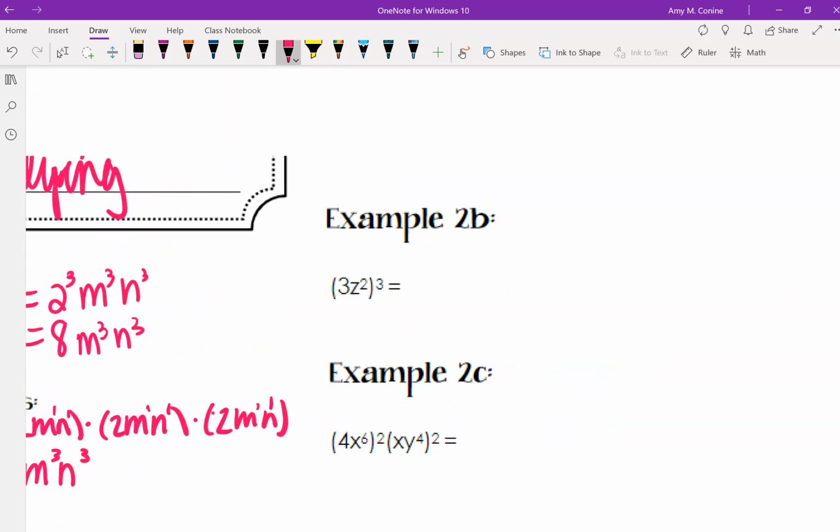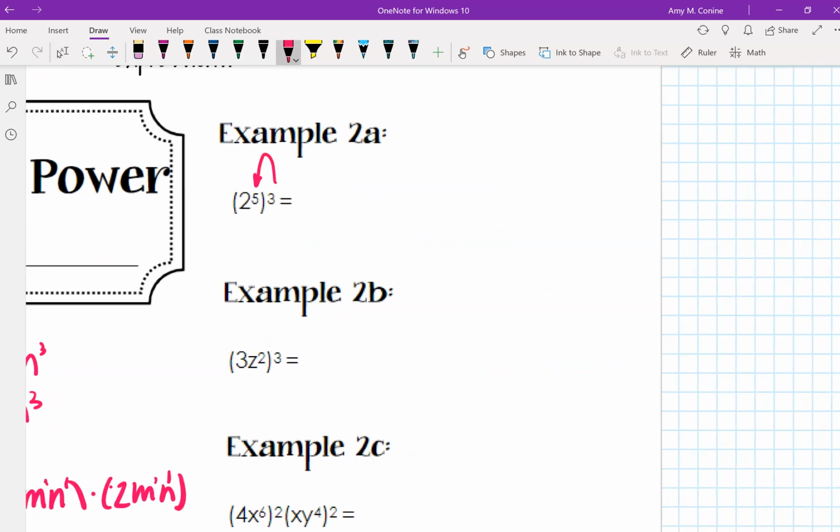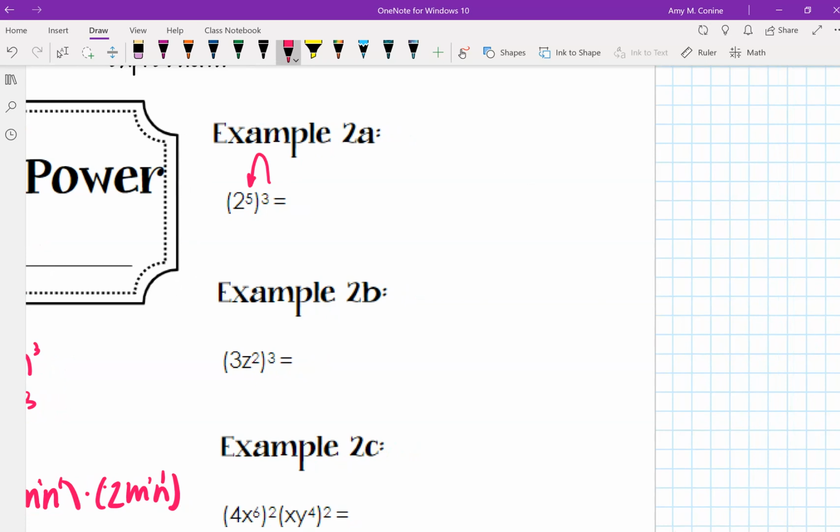So what this looks like when we have our examples is if we just have a base that's a number, only the exponent goes into the other exponent. So this will be 2 to the 15th, and then you can calculate that from there. You are not multiplying the 3 to the 2, so you do not get 6 to the 5th. Okay, that does not happen.